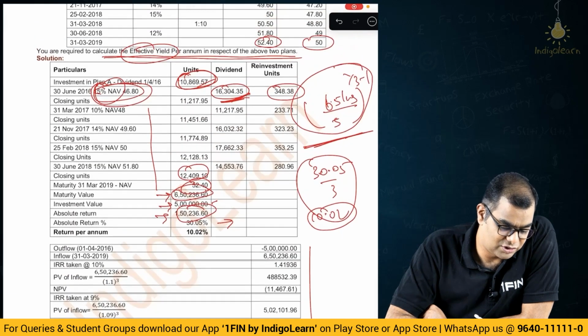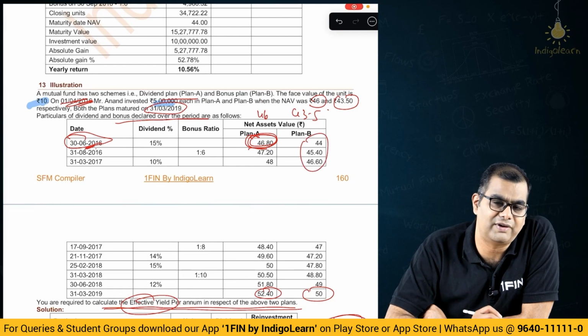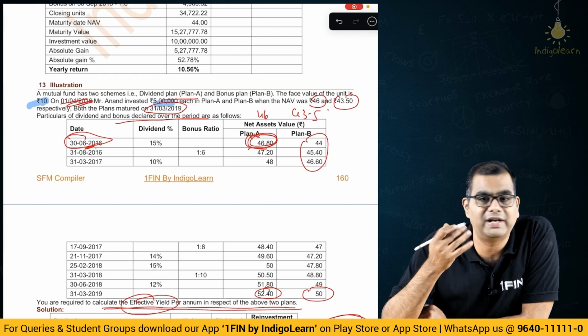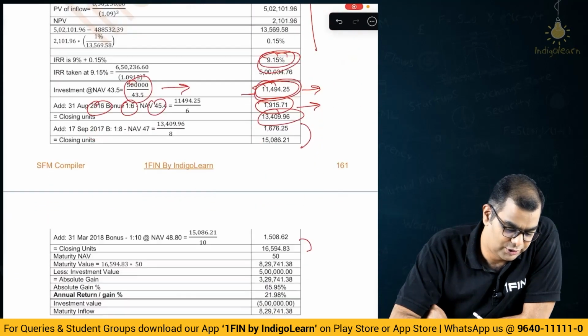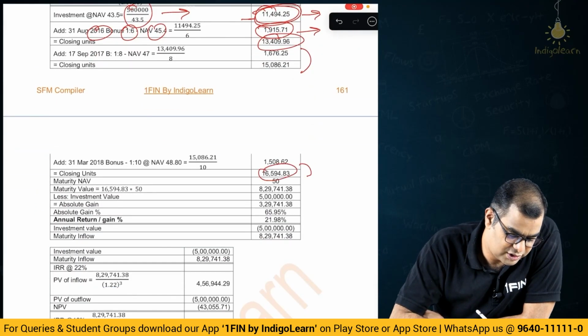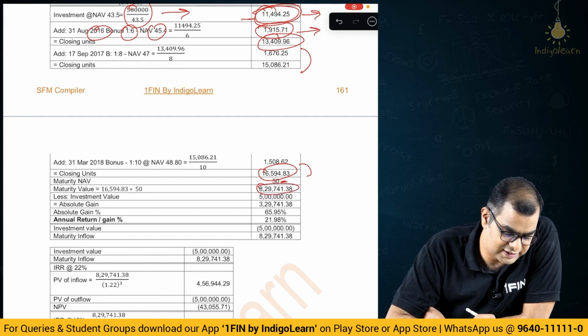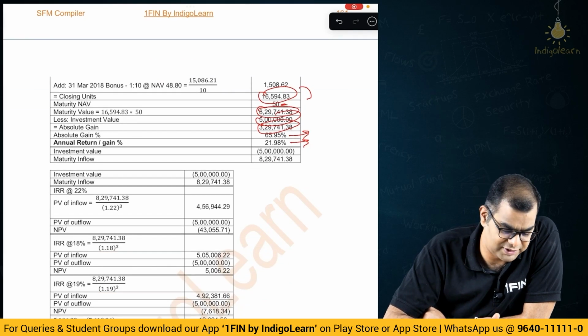Finally, and please note, in all these times, the closing NAVs of the bonus plan are irrelevant. Why? Because you are getting bonus based on the existing count of units that you have and not based on any NAV related activity. So, only the last NAV is relevant. What do you do? Closing units, 16,000 into 50 is what you will get as the closing value. So, 8,29,000 is the closing value of investment, opening value is 5 lakhs. You compute the return, you get 65.95% as the absolute or holding return, and you divide by 3, you get 21.98. In the same way as what we did for the previous portion.